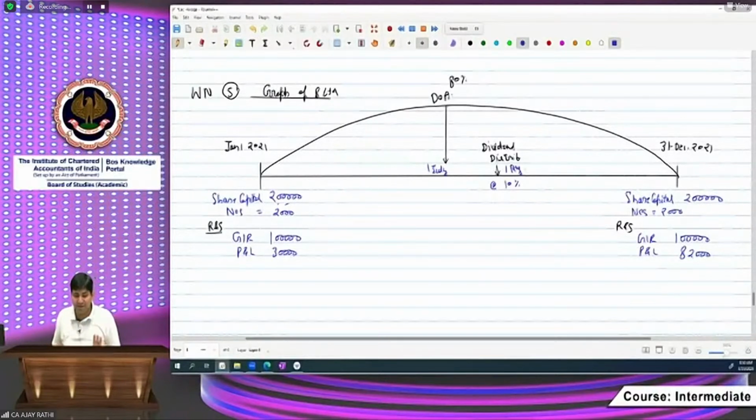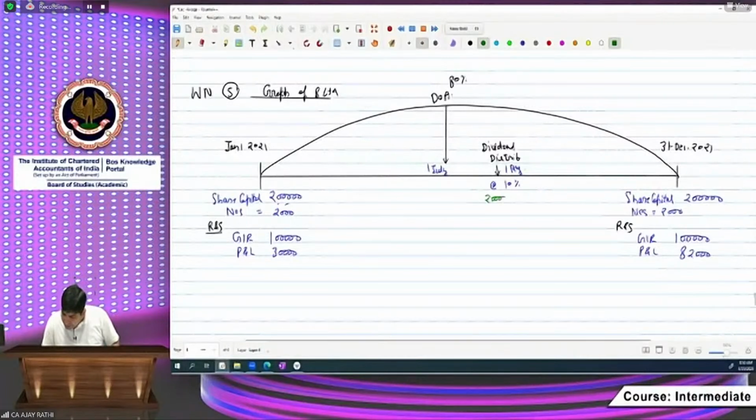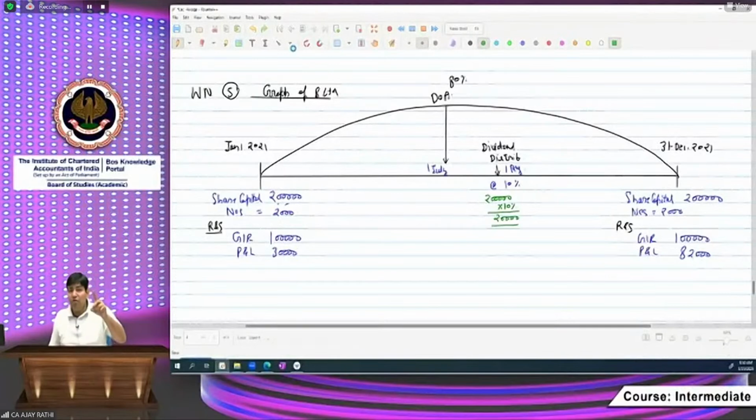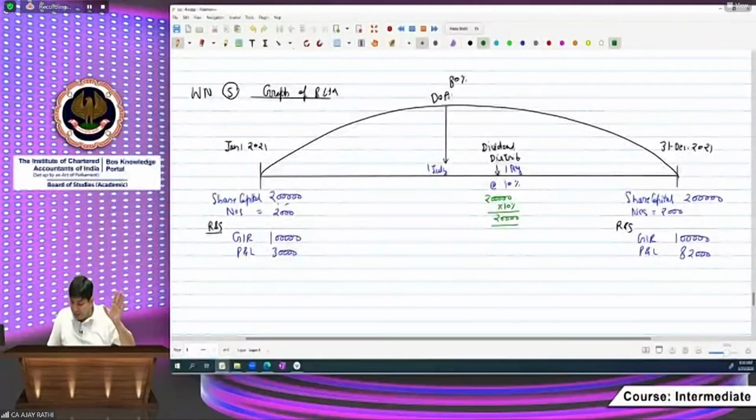Piyush, yes, total is there. That is how much? Of course, 2 lakh rupees share capital is there, multiplied by 10%. That is how much? 20,000. That is the total amount of dividend which has been distributed by the subsidiary company.